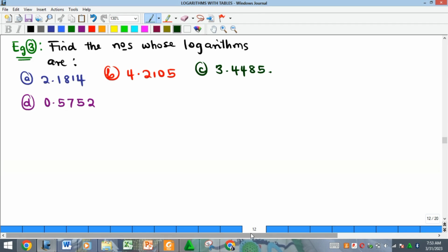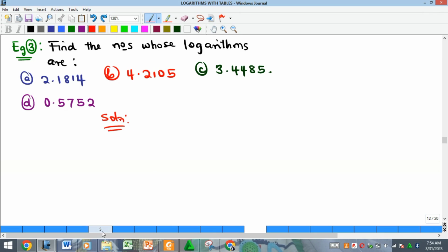Now, when you have gotten the logarithm of a number, what if you are asked to get back the number that gave you that logarithm? Look at this example. It says we should find the numbers whose logarithms are represented below. How do we get back the number that gave us a particular logarithm? To do that, we use what we call the anti-log tables. So they are asking us to find the anti-log of these numbers here. And to find the anti-log, you make use of the anti-logarithm table.